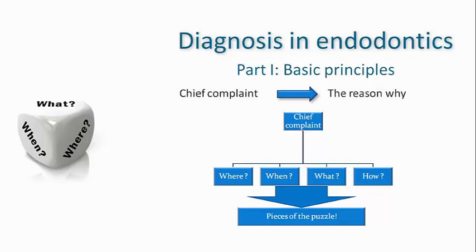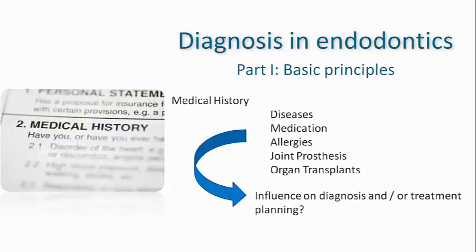This opens the quest, and in the course you will get pieces of a puzzle, and it is your work to put them together. But as I will tell several times in this lecture, avoid being biased by the first impression. Things are often different from how they appear. The medical history is the most important information. It will tell you about former or actual diseases, about medications, allergies, or other things you must know before you begin any kind of treatment.